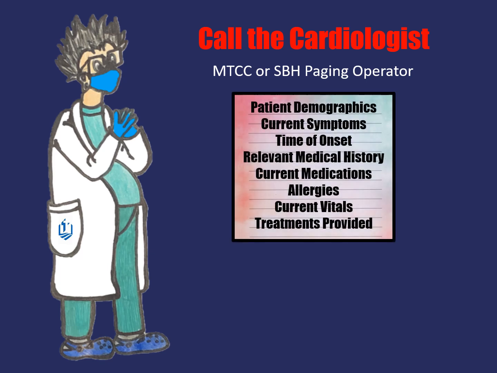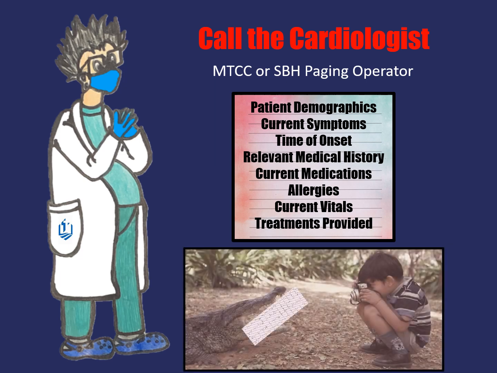Ensure you have the patient's name, age, and gender, current symptoms, physical findings, and the time of onset, relevant medical history and current medications, any allergies, and your current set of vital signs, including that 12 lead. Transmit a copy of the ECG via preferred method to the cardiologist. Often they'll ask for you to text it to them. Ensure no patient identifiers are on the image to avoid any FIA breach.